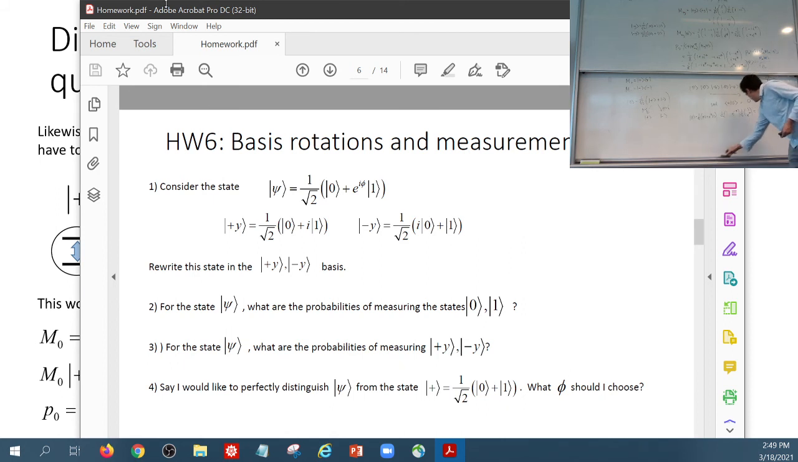And the only thing that really changes here is that phi minus theta needs to be pi. Okay, plus 2 pi. So you need to choose an angle phi such that it's different from theta by pi.